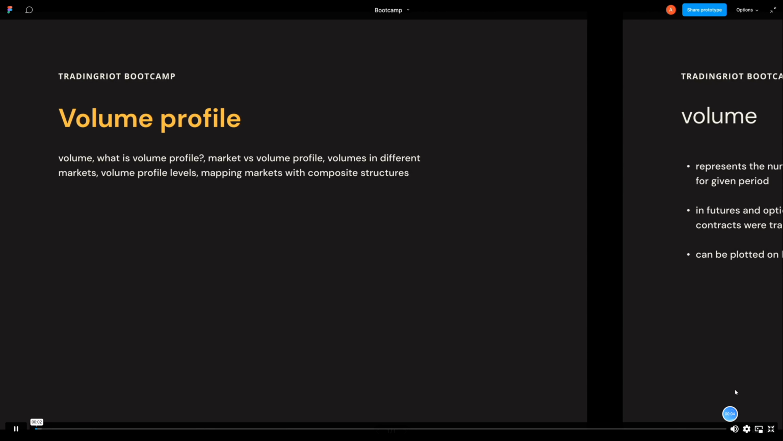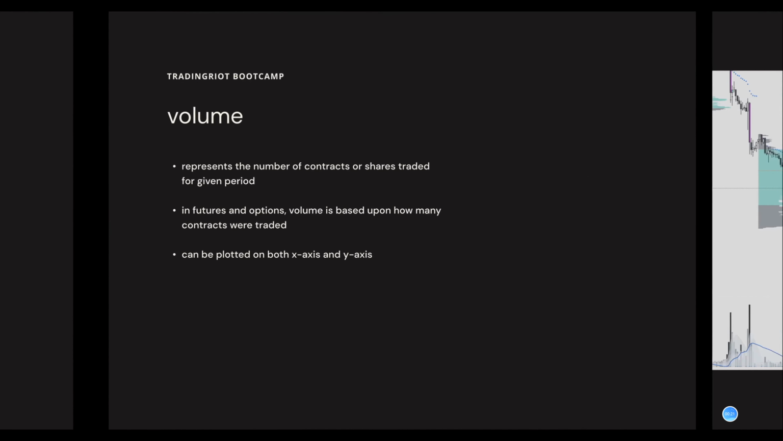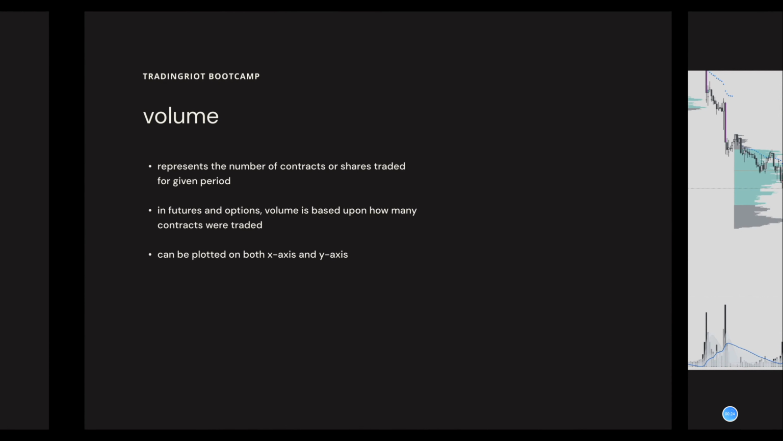The volume profile is essentially the same thing as a market profile without some nuances and the anomalies that market profile is showing us. The volume profile is more of a simplified version of it. The volume is representing the number of contracts or shares traded for a given period. In futures and options, volume is based upon how many contracts were traded. The volumes can be plotted on the y-axis and x-axis as well. I have a whole video about the volume, but this is just a simple explanation.